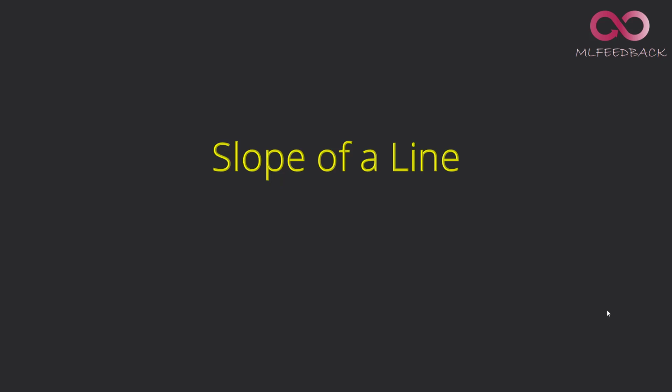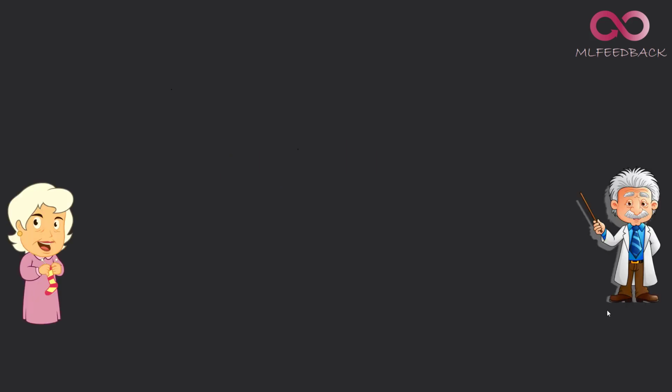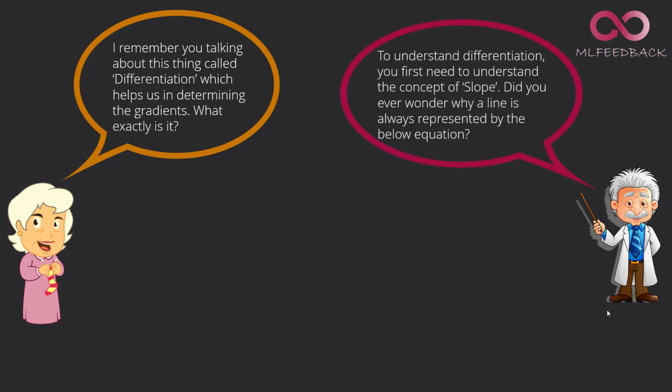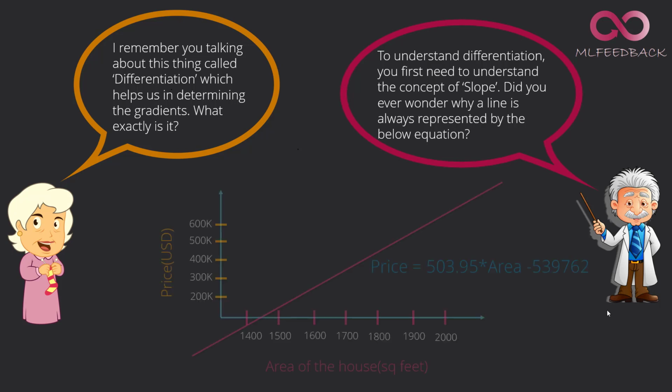Hello everyone. In this video, Professor Albert explains to our granny the concept of slope of a line. Granny asks, I remember you talking about this thing called differentiation to calculate gradients in the gradient descent discussion. What exactly is this? Albert says, to understand differentiation, you first need to understand the concept of slope.